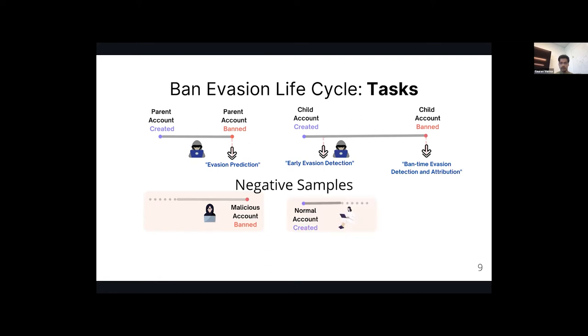Finally, an account has been flagged. We want to use all the edits that have been made by the child account to identify if it is an evasion account. And if that is the case, we want to attribute that account to its true parent. For this task, as negative samples, we find a bunch of malicious accounts that were created around the same time as the child account and treat them as the negative samples for this task. So effectively, for each of these tasks, we have hundred thousands of negative samples to appropriately contrast the behavior of ban evaders. We will use these negative samples for our characterization, analysis, and also as training data for building prediction and detection models.